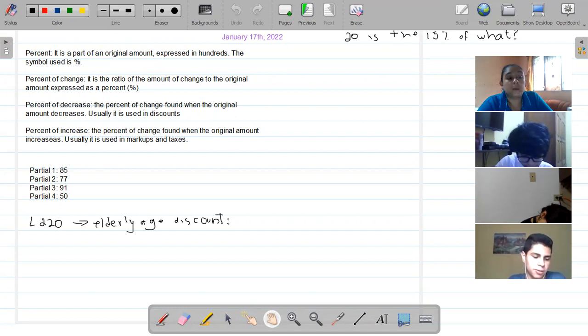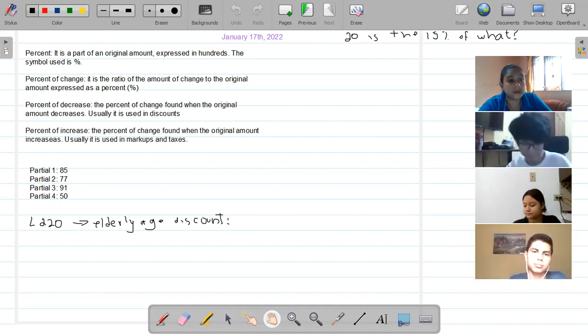The percent of decrease. It is the percent of change found when the original amount decreases. Usually it is used in discounts. So for example, right now in December, Yunsa, Lady Lee, and almost every other big store were giving discounts. What they did was to find the percent of decrease. A 20% decrease was a discount.